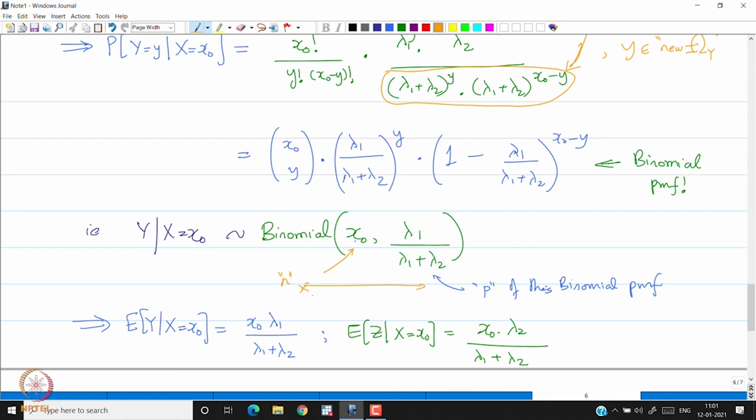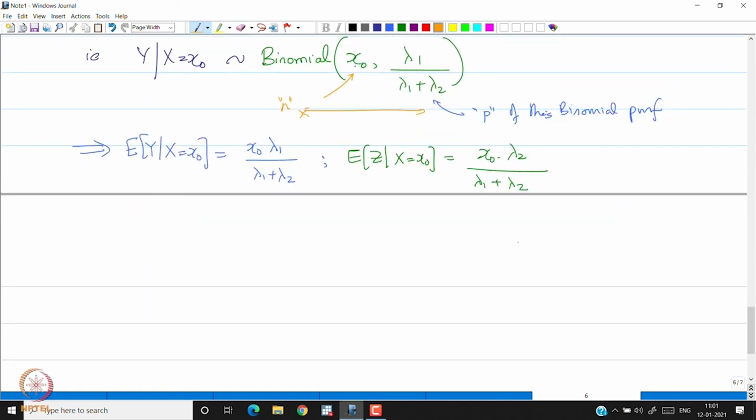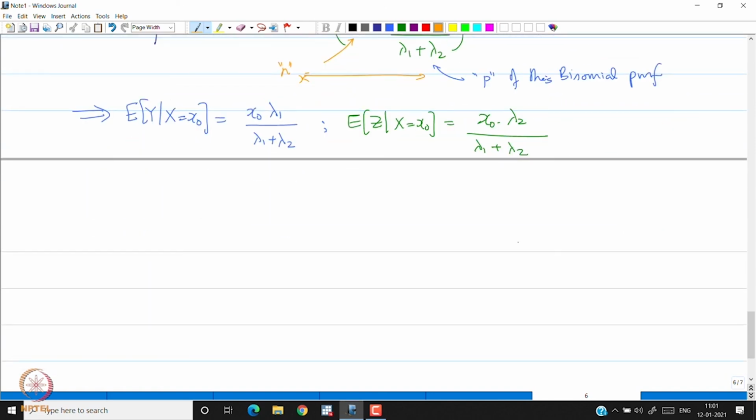So, the n is x naught, and in this case p is lambda 1 by lambda 1 plus lambda 2, and the expected value of that PMF is n into p, which turns out to be the product of x naught and lambda 1 by lambda 1 plus lambda 2. Okay, with this I will stop, and take up the next example in the next video segment.